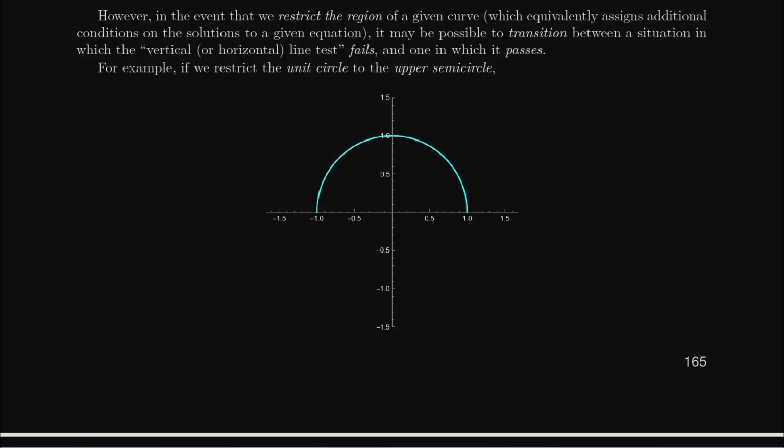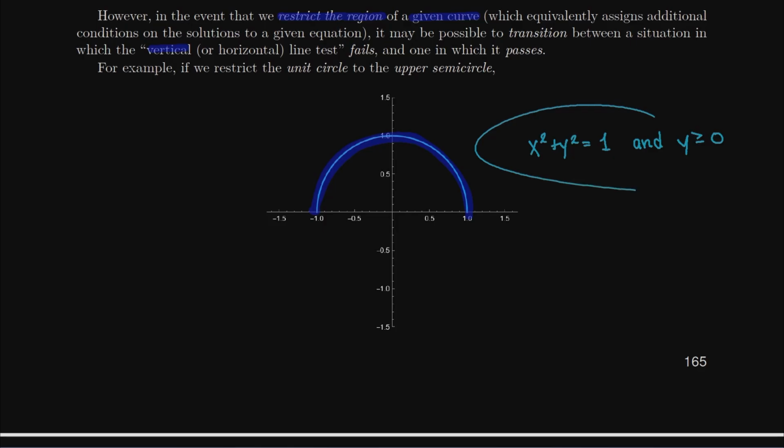So what do we do then? What we do is we restrict the region of a given curve so that the vertical, or possibly horizontal if we're looking for x as a function of y, but in this case, so that the vertical line test actually is satisfied. Notice I just deleted the lower half of the unit circle, and the price I paid to delete it is that no longer am I working with x squared plus y squared equals 1, but I'm working with the additional requirement that y is greater than or equal to 0.